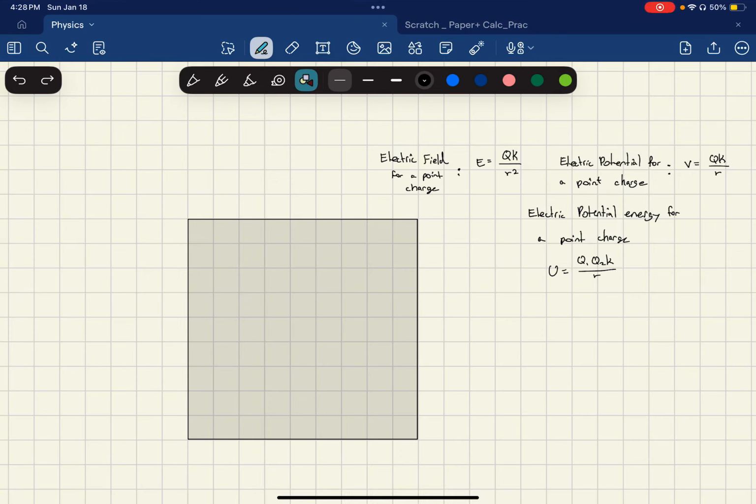Hi guys, welcome back. So today what we're going to do is introduce the idea of electric potential energy and how it's additive.